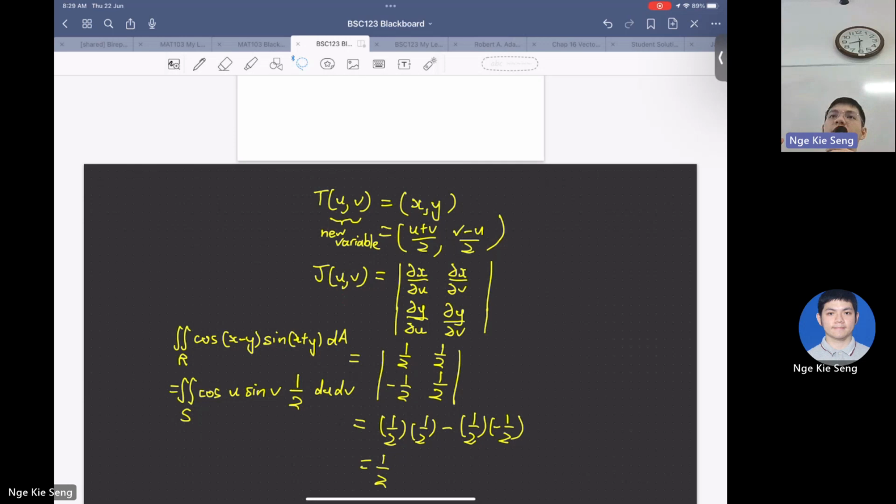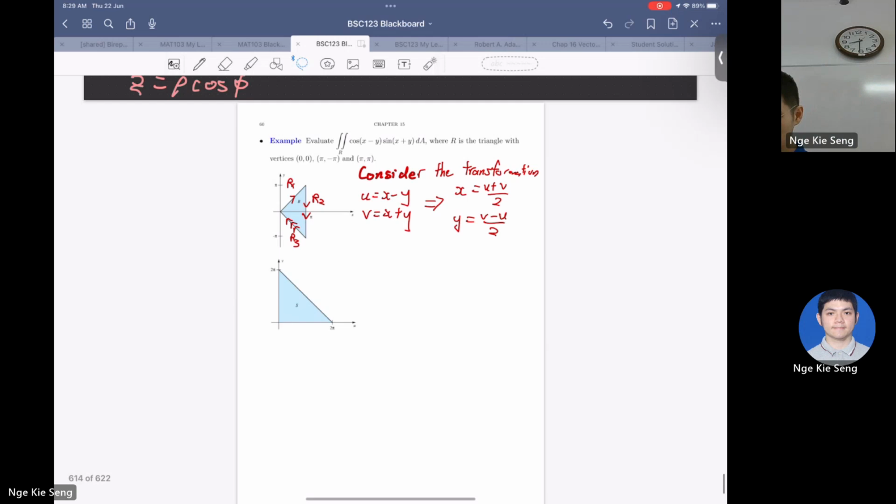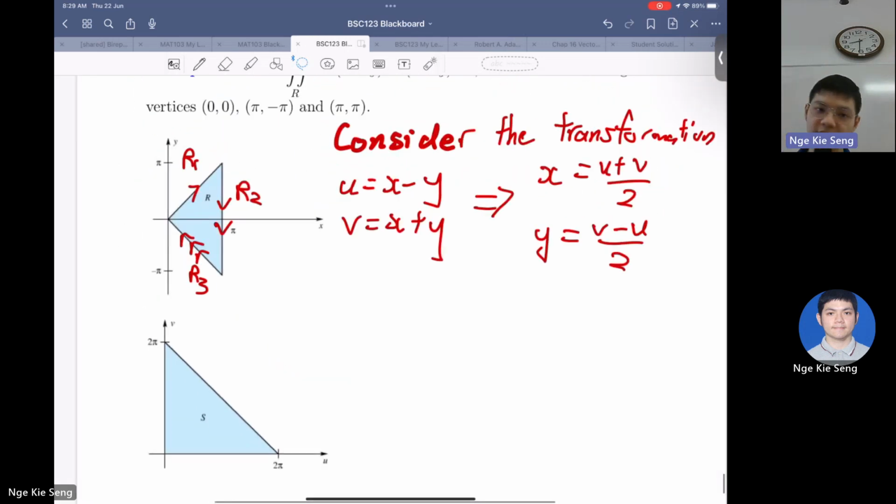There are two things you need to do. You need to find the Jacobian. You need to find the domain change. Okay. Next we will do the domain change. Let's see how this domain changes. So we can check on the boundary first. Check on the boundary.